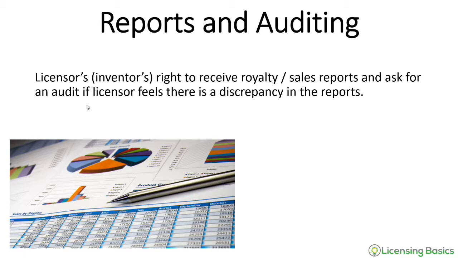Licensors, so the inventors, have the right to receive royalty and sales reports and to ask for an audit if the licensor feels there is a discrepancy in the report. This is a touchy scenario. You want to have this in a contract because you want to have the right to audit their books. However, know this: if you choose to exercise this right, you will probably be upsetting them, because basically you're showing that you don't trust the company. So if you choose to exercise this right, you need to have a good reason to do it.